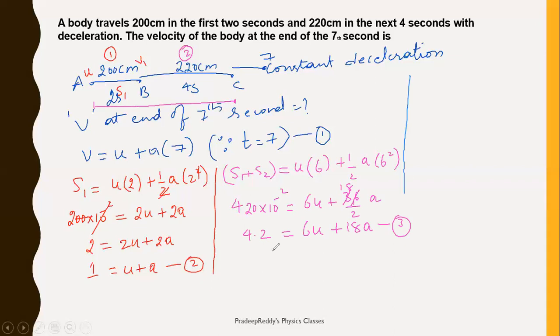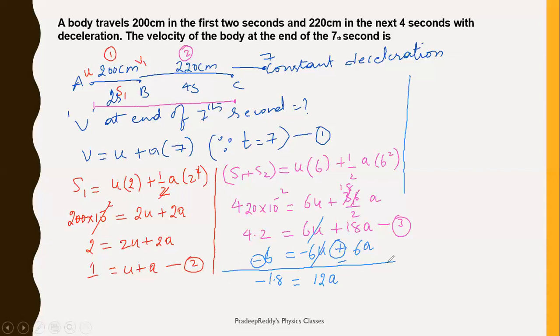Solving these equations, it is 1 is equal to u plus a. Multiplying this with 6, it is 6u plus 6a, and you can subtract them. It is minus, and this becomes minus, and this becomes minus. So finally it is 4.2 minus 6, this is equal to minus 1.8, equal to, 6u gets cancelled, 18 minus 6, it is 12a.